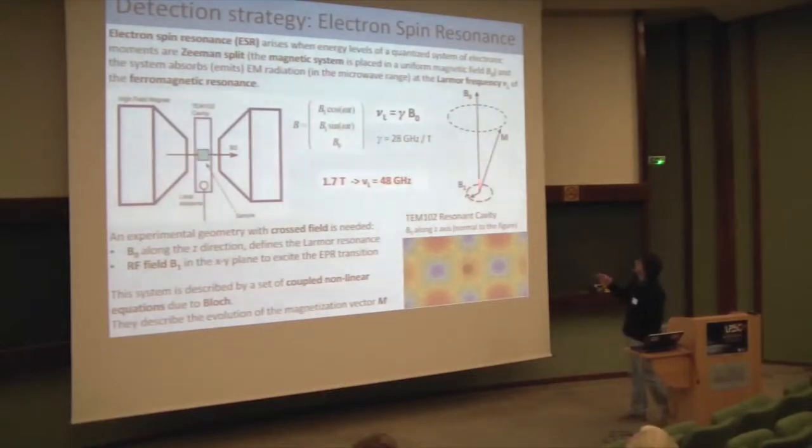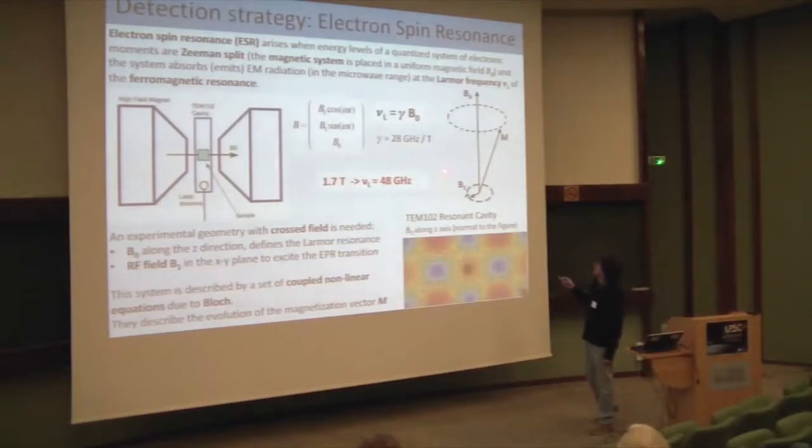So this is a static field, B0, which defines the frequency of precession, and you can keep this precession on by the presence of a radio frequency field. Of course, the system is resonant, so it can emit and absorb radiation at radio frequency. The frequency of this radiation is determined by the amplitude of the static field through the gyromagnetic ratio. So for a 1 Tesla field, the resonance will be at 28 gigahertz.